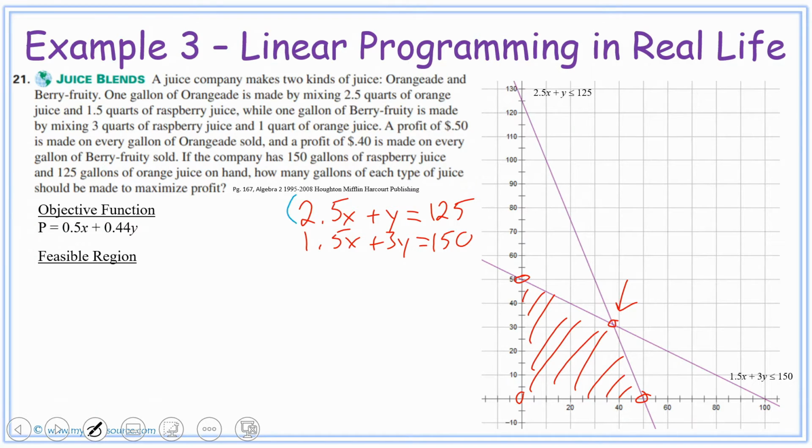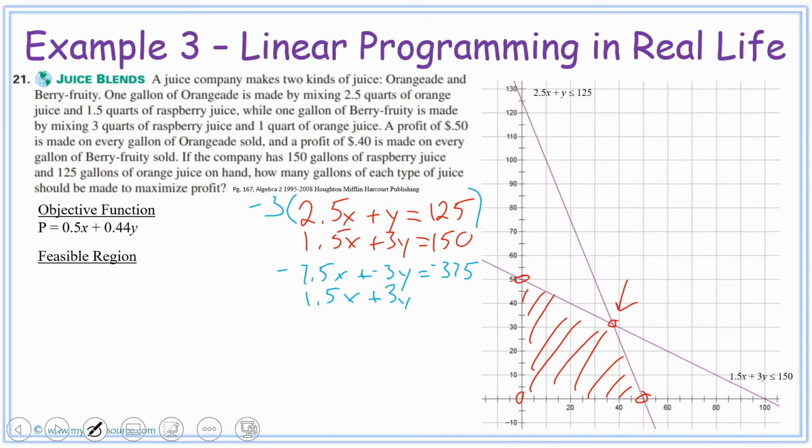And we could do that by multiplying the top row by -3. If we do that, we can rewrite our simultaneous equation, our linear system there, and we can go ahead and solve. So -3 times 2.5, and then -3 times the y, and then -3 times 125. All right, so we're going to have -7.5x plus -3y equals -375. All right, and then this one here can stay the same.